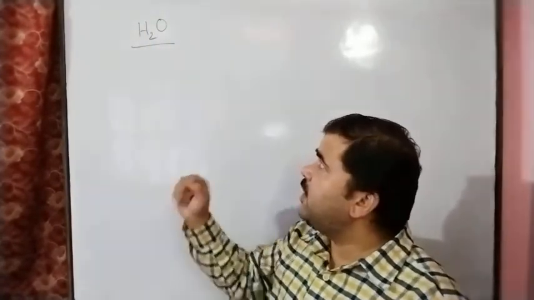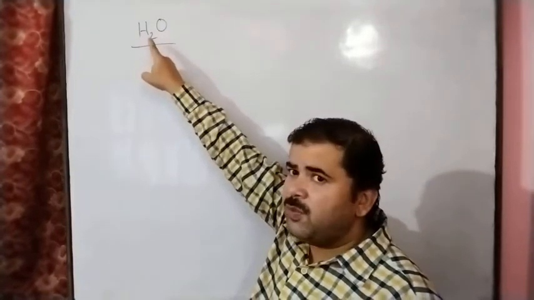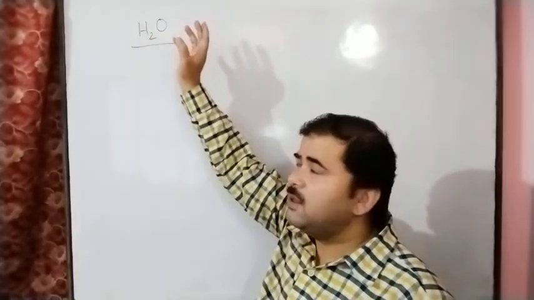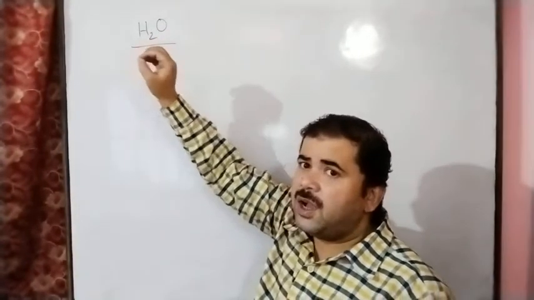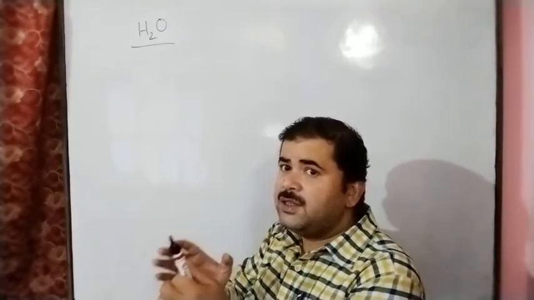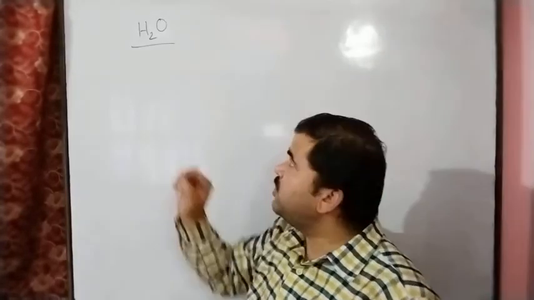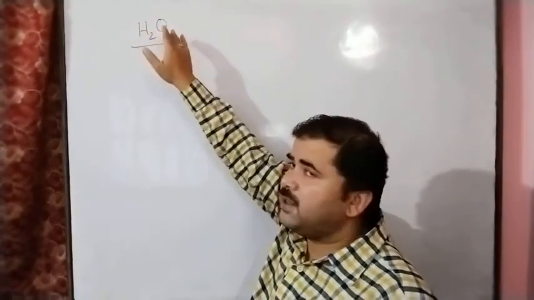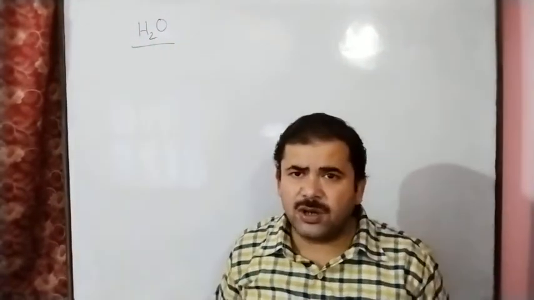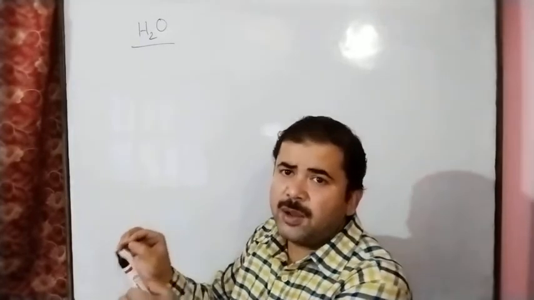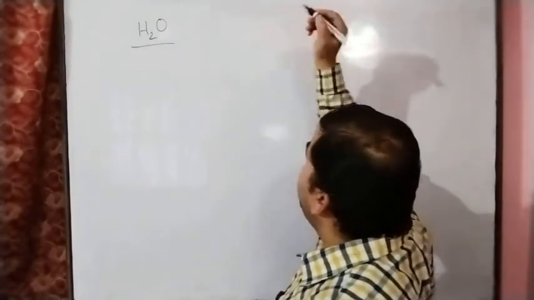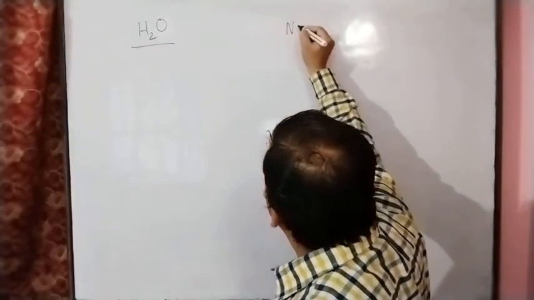So the compound is made by atoms of different elements, and these atoms are chemically combined and present in a fixed ratio. Hydrogen and oxygen, two atoms of hydrogen and one atom of oxygen, are present in one molecule of the water compound.